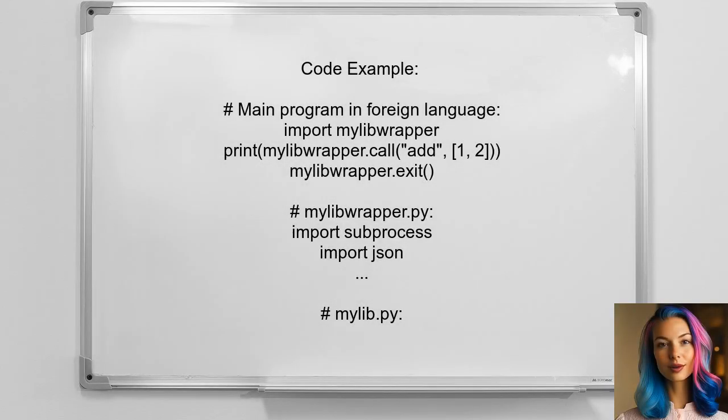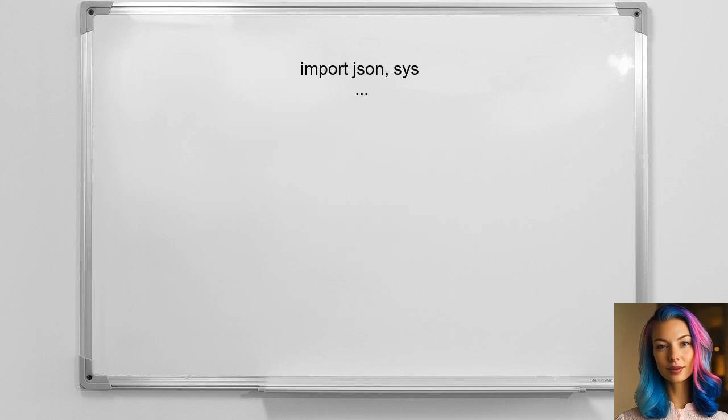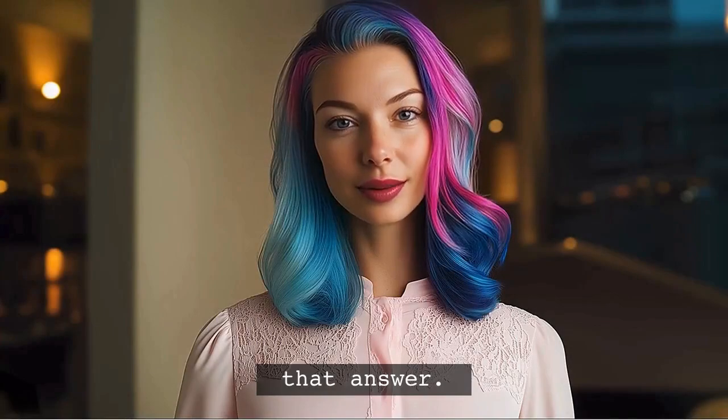The user provides a code example showing how to implement this approach using JSON for serialization. The main program calls a function from the library, and the library processes the input and returns the output. That's it for that answer. Let's take a look at another one.